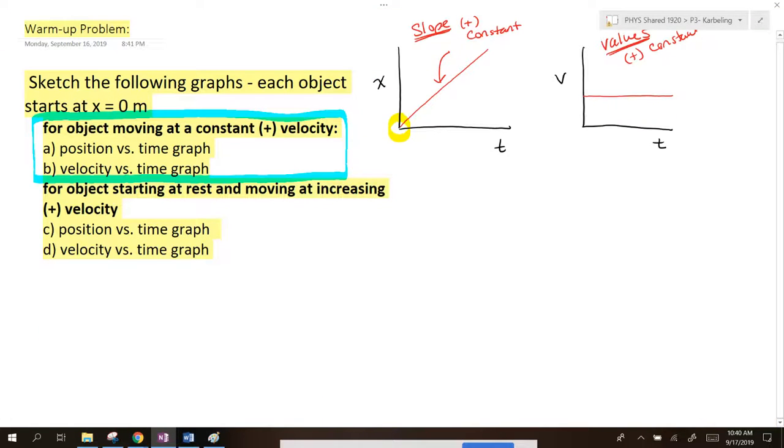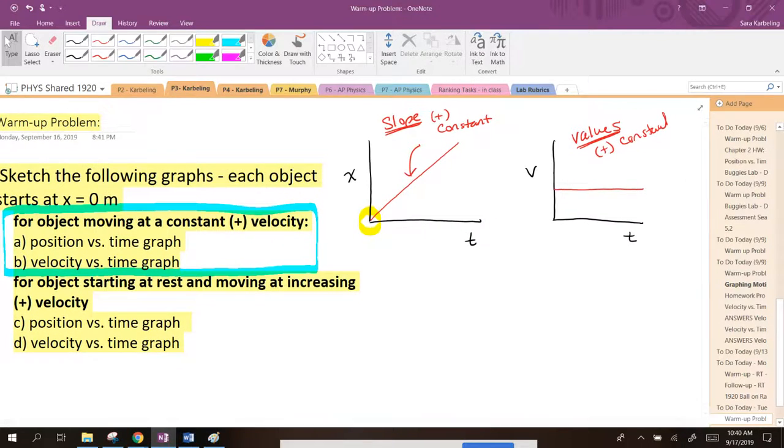Fantastic. There we go. All right. Go ahead and erase your boards. Pass your board to somebody else at your table that hasn't drawn yet, and give them the opportunity to do C and D. Put them on the same board. Okay?